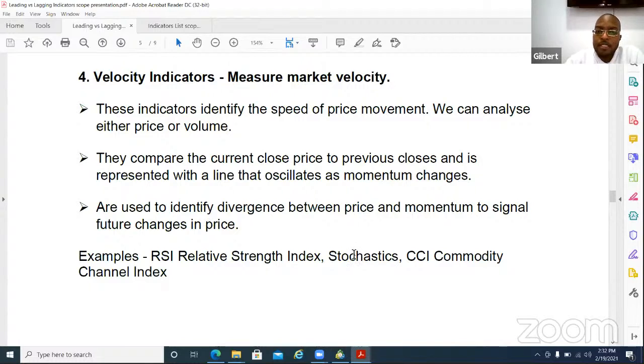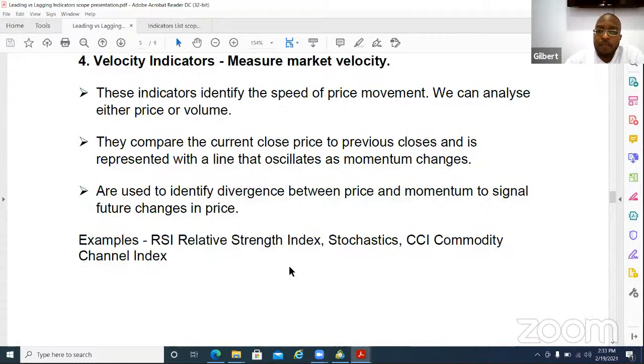They're used to identify divergence between price and momentum to signal future changes in price. There is a trading style known as divergence trading, where you're looking for a difference between how the market is moving in terms of velocity, the velocity of price and volume, versus the actual price movement. What happens is that this velocity at times slows down, yet the prices are still rising in the market. That can signal that a possible change in the market trend is due. And these ones are very common for divergence trading.